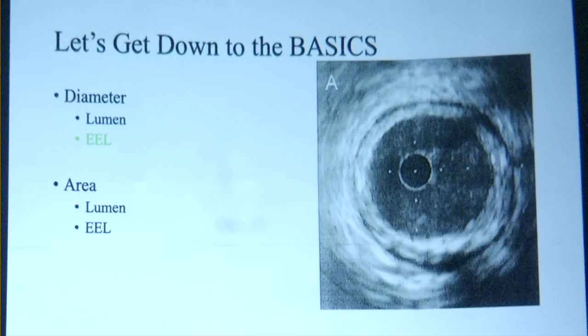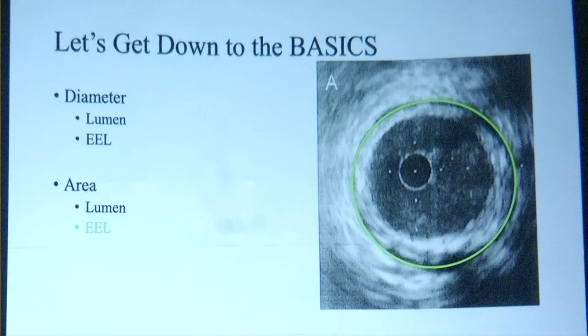When we go to the EEL, we go out to the black outer lining, as you can see with the points of these arrows, once again perpendicular to each other, and we get the diameter for that. Now the area is done, as intuitively thought by everybody, by mapping the inner lining of this lumen, so to say, in the red circle, and the area of the EEL is done at the margin of the black external elastic lamina that you see on this image. These are the basic measurements that we're going to use to size the vessel while we intervene on this vessel.